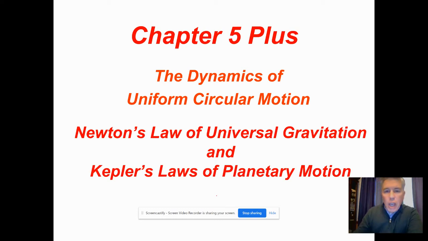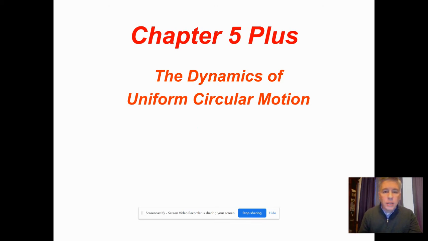I actually call this one Chapter 5 Plus. The reason I put the plus in there is because we're not only going to cover uniform circular motion, we're also going to pull a little bit of the universal gravitation law from Newton, which is actually from Chapter 4, and we're going to bring in the laws of planetary motion by Kepler, which isn't actually in Chapter 5, but I think it's very useful. So I'm going to try to get at all of those. But to start off with, we're just going to look at the dynamics of uniform circular motion.